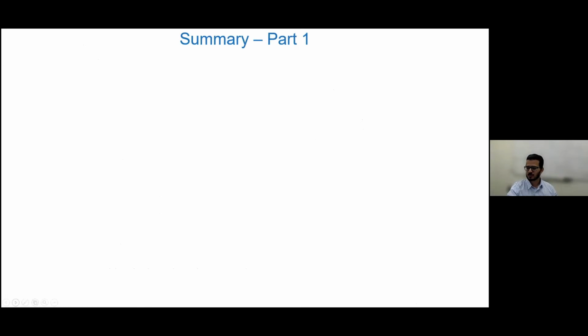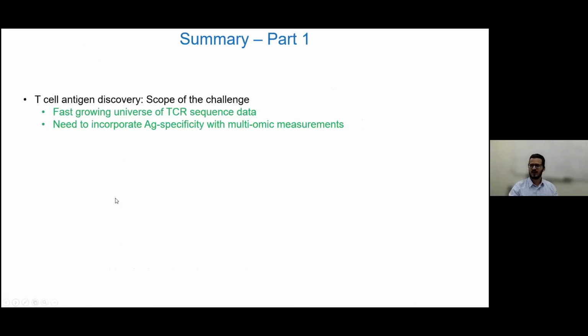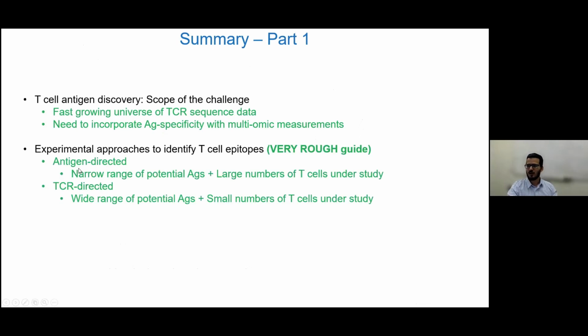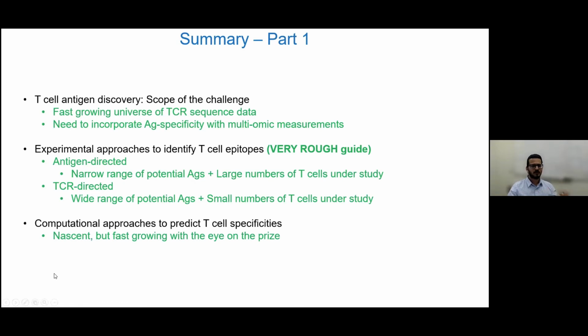So to summarize this first part, we've now defined that T-cell antigen discovery is a fast-growing field, particularly given how many TCR sequences are being generated and deposited. And of course, there's a need to incorporate those specificities with other multiomic measurements. We went over two different experimental approaches to identify T-cell epitopes. And a very rough guide is that if you have a narrow range of potential antigens and a large number of T cells, antigen-directed methods are better. If you have a wide range of potential antigens but a small number of T cells, then TCR-directed methods are more appropriate. And then computational approaches are nascent as of now, but they're really getting more and more sophisticated, with the eye on the prize that we should be able to predict TCR specificities purely based on TCR sequences.